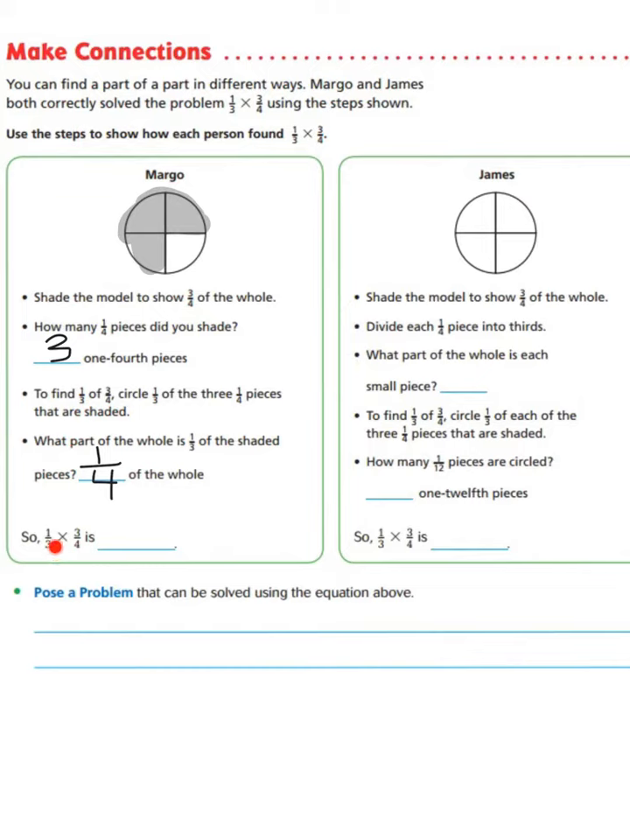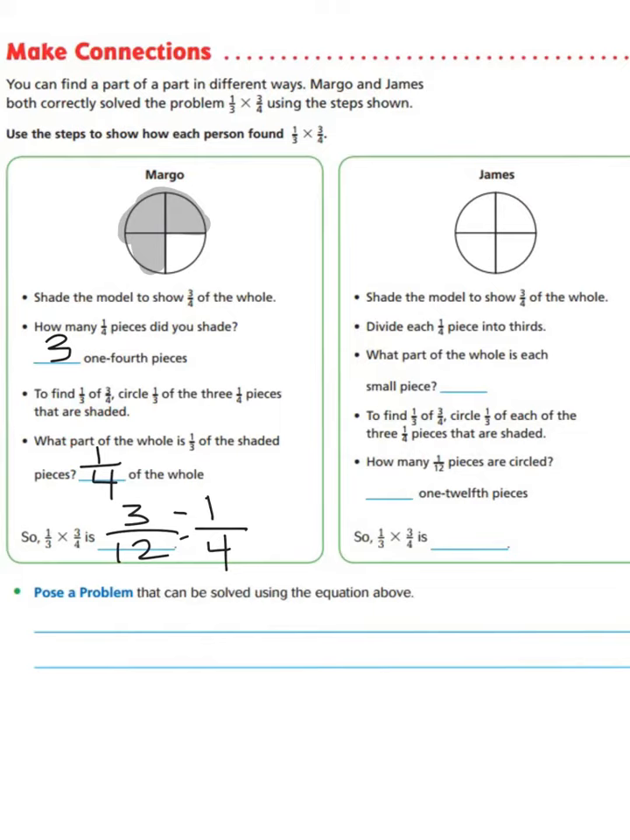Well, let's just do it. Multiply our numerator times our numerator, or 1 times 3. 1 times 3 equals 3. And then we're going to multiply our denominator times our denominator. And 3 times 4 equals 12. And we know we can simplify this because we know that 3 goes into both 3 and 12. So 3 divided by 3 is 1, and 12 divided by 3 equals 4. So our answer is 1/4.